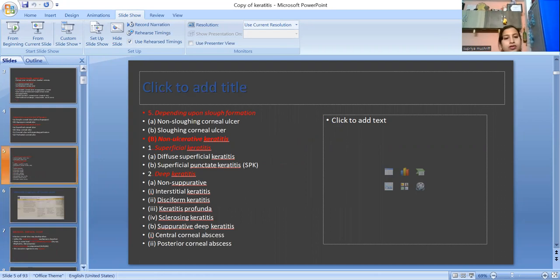Now, non-ulcerative keratitis is divided into superficial keratitis and deep keratitis. Superficial keratitis consists of diffuse superficial keratitis and superficial punctate keratitis. And deep keratitis consists of non-suppurative deep keratitis, interstitial keratitis, disciform keratitis, keratitis profunda, sclerosing keratitis, suppurative deep keratitis, central corneal abscess and posterior corneal abscess.